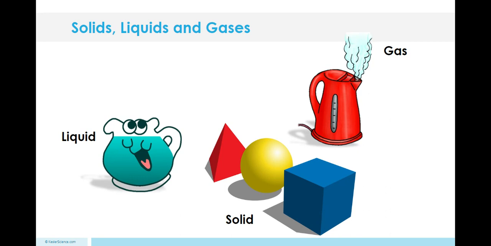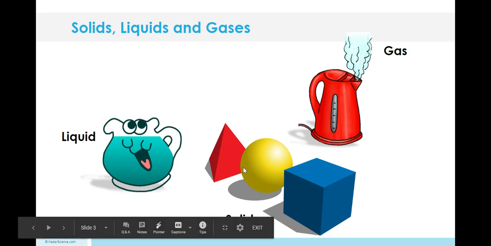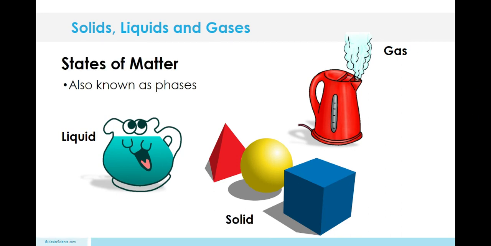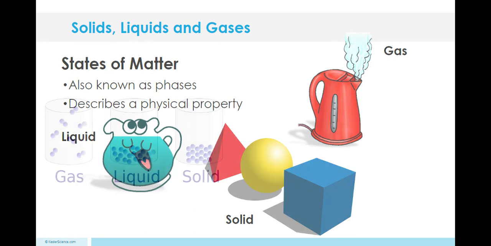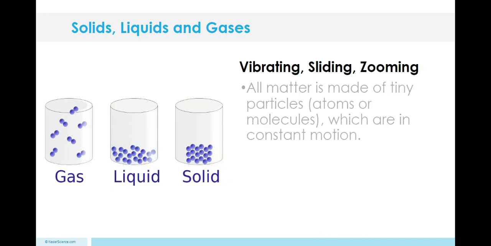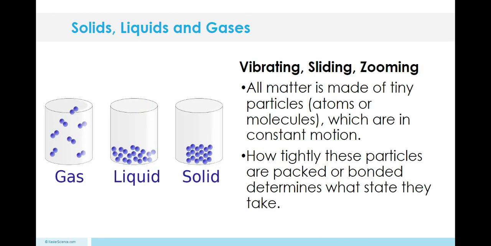We know there are three phases: solid, liquid, and gas, also known as states of matter or phases. And we also know that we can use these descriptors to describe the physical property of a particular object. When it comes to how these particles move, we know that they will vibrate against each other, they will slide in a fluid movement, or they will zoom around in the space.